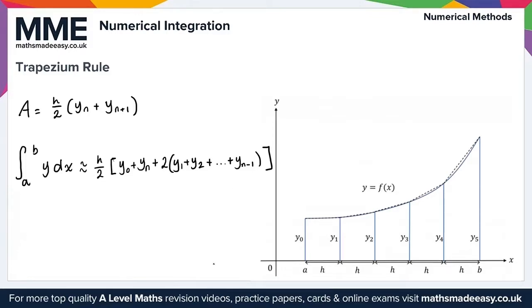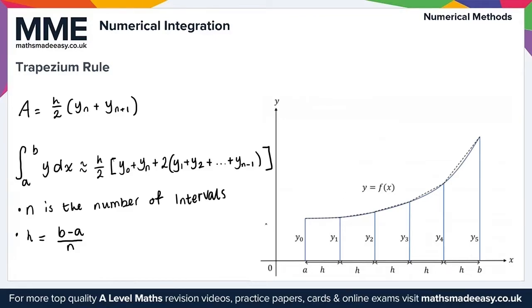Now n here is the number of intervals. h is the width of each interval, and the formula for h is b minus a over n. And y0, y1 up to yn are the heights of the sides of the trapeziums, and these are obtained by substituting the appropriate x values into the equation of the curve.